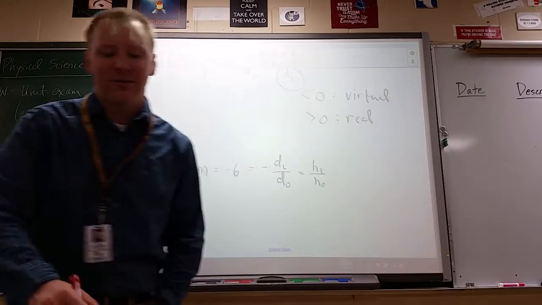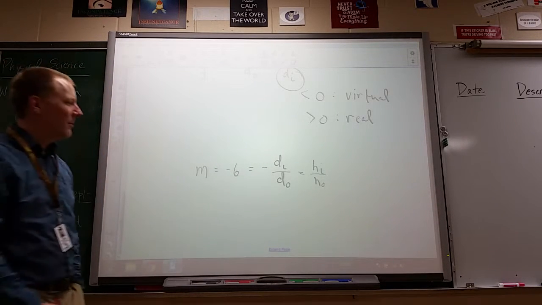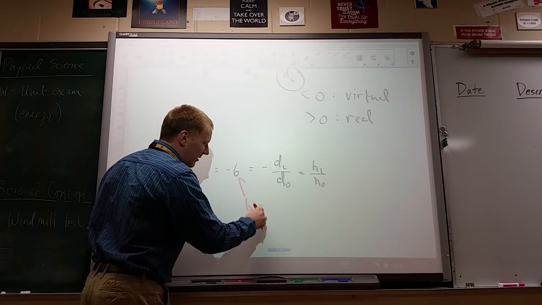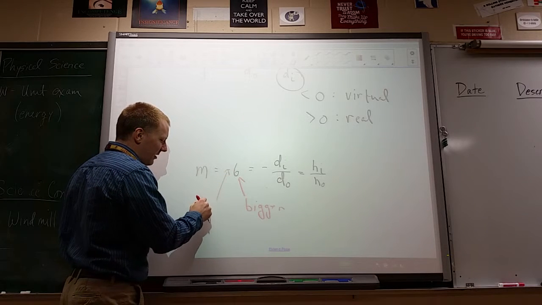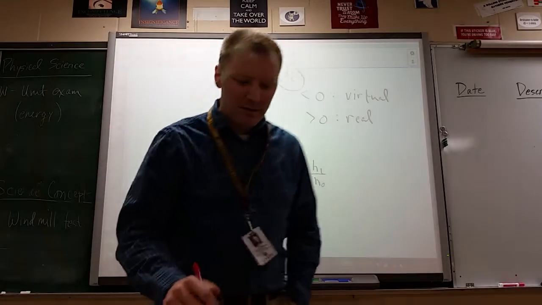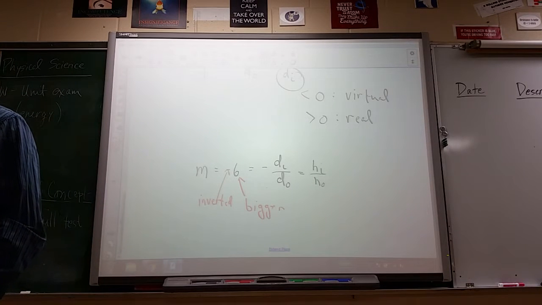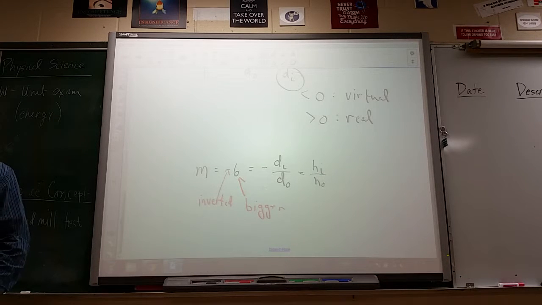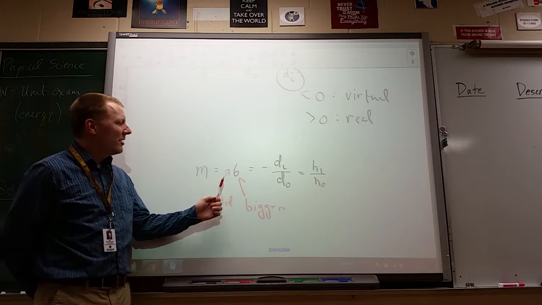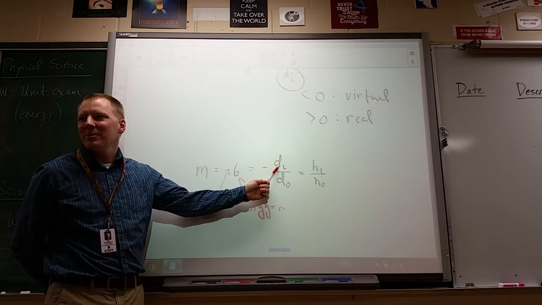Is the image upright or is it inverted relative to the object? Inverted, because that's what the negative stands for. Yep. So that's what this means, that it's bigger, and that it's inverted. So then the last question is, is it real or is it virtual? Would it be virtual? How do you know? If the image distance is less than 0, then the image is virtual. DO cannot be negative, so DI would be the negative one. But in order to get this negative, this already has a negative, so the DI must be positive.